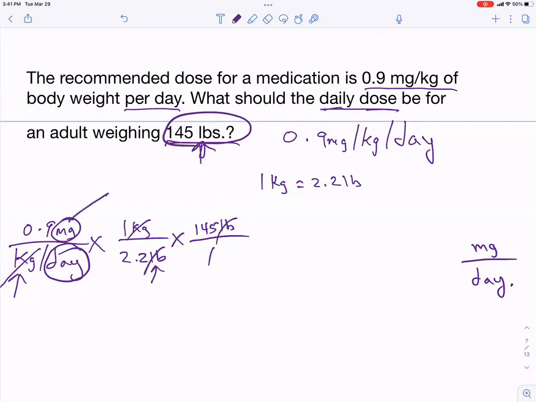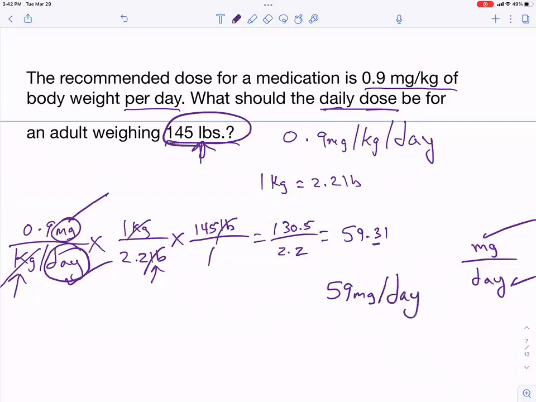I look at my problem. I have milligrams. I have day. Now it's just math. So 0.9 times 1 times 145 is 130.5. And 2.2 times 1 or none is 2.2. When I divide 2.2 into 130.5, I get 59.31. Knowing my rounding rules, anything greater than 10, I round to the whole number. 3 is less than 5, so I don't round up. So my answer is 59 milligrams a day. That is the recommended dose for a patient that weighs 145 pounds.